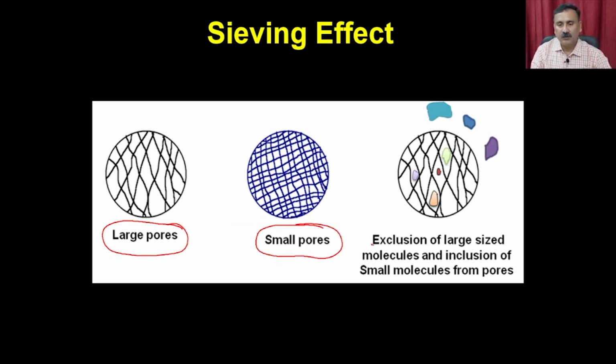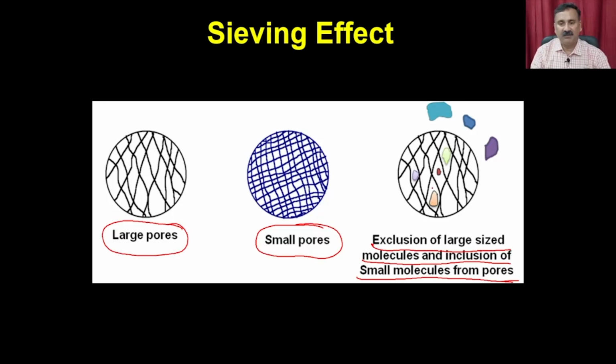Exclusion of the large molecules and inclusion of the small molecules into the pores results in the separation of these molecules with the help of the sieving effect, which means it filters out the molecules in a reverse orientation. Mostly when you do sieving, it retains the large molecules and filters out the small molecules. But here you have the reverse sieving effect, where it excludes the large molecules but retains the small molecules.